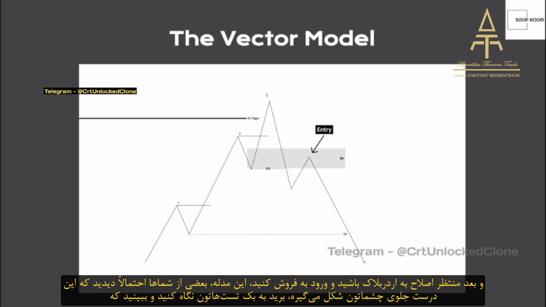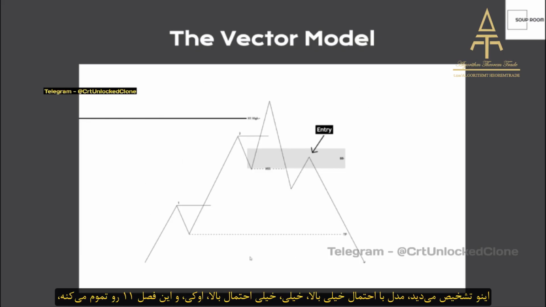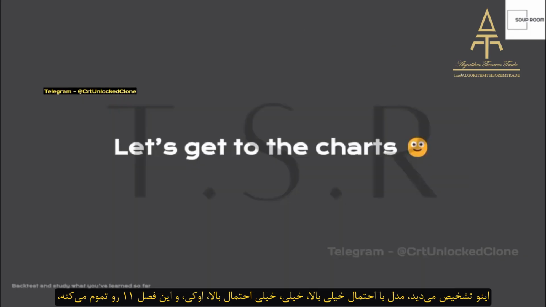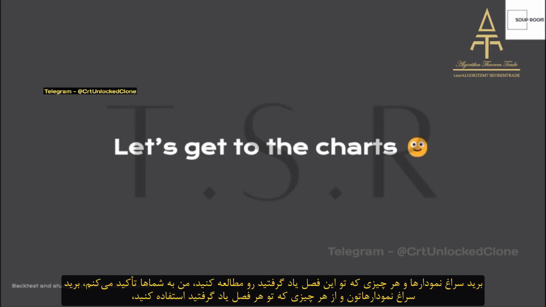Some of you guys have probably seen this form right in front of your eyes. Go look at your back tests and see if you recognize this. Very high probability model. Very, very high probability. Okay? And that finalizes chapter 11. Get to the charts and study everything you learned in this chapter.